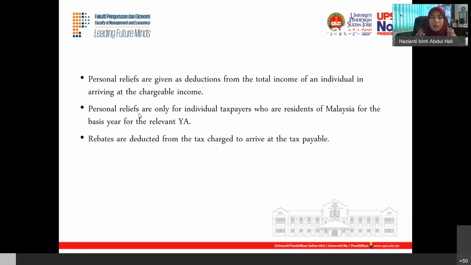Alright, so personal relief are only for individual taxpayers who are residents for the basis year, for the relevant year of assessment. So remember, the tax resident ni not necessarily only for Malaysian, non-Malaysian pun, if they are tax resident, they can also enjoy the personal relief.